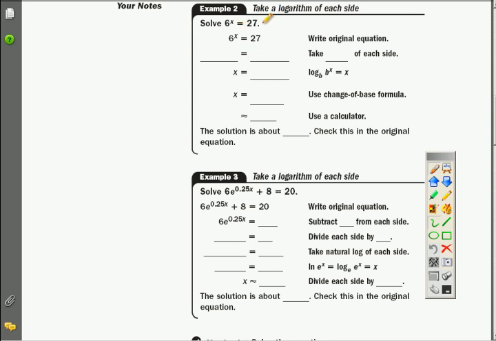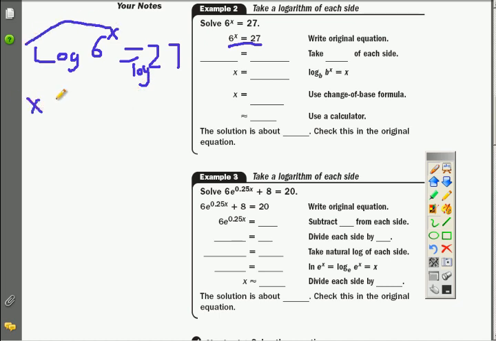6 to the x equals 27. Well, how can I do that? What's the way that I can solve that? There's a lot of different ways. Remember, this is what we've really been talking about since the beginning. 6 to the x equals 27. If I take a log of 6 to the x equals 27, and I take the log of 27 also, you have to take the log of both sides, sorry. And I take that x and I drop it out front. That's usually the way I do this. And so then I have x times the log of 6 equals the log of 27.